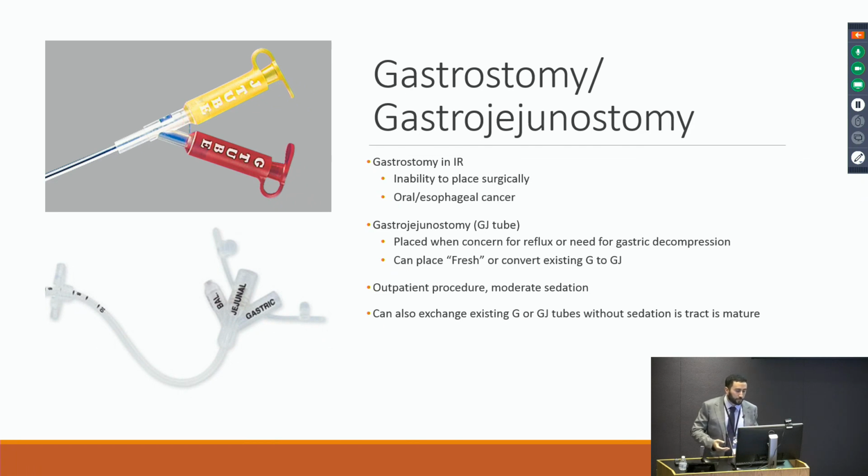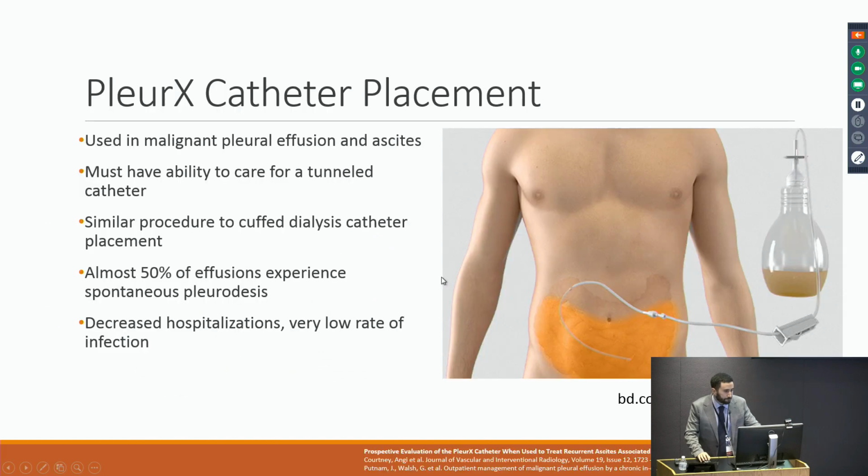So this is something we do in fluoroscopy. Again, an outpatient procedure, sometimes done even with local anesthesia. If it's a surgically placed G tube, I can just put a tube through it and make it a gastrojejunostomy tube, again saving the patient from potential morbidity and mortality from their dysfunctional G tube.